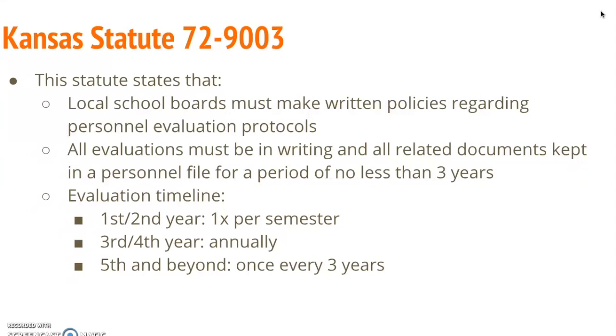When looking at the evaluation timeline under this statute, in your first and second year, you need one formal observation per semester, no later than the 60th day of the semester. In your third and fourth year, you need to be formally observed annually, no later than February 15th. In your fifth year and beyond, you need to be formally observed once every 3 years, no later than February 15th.